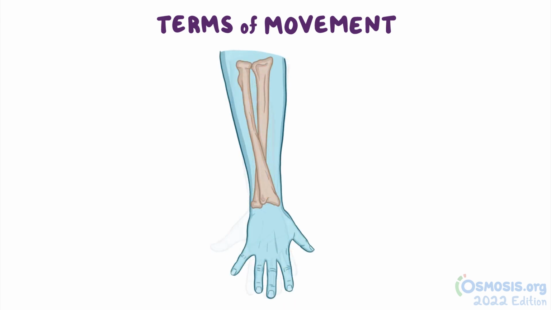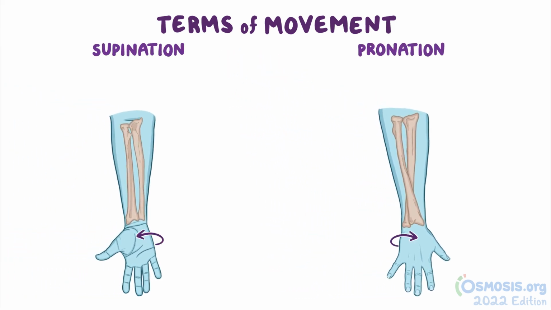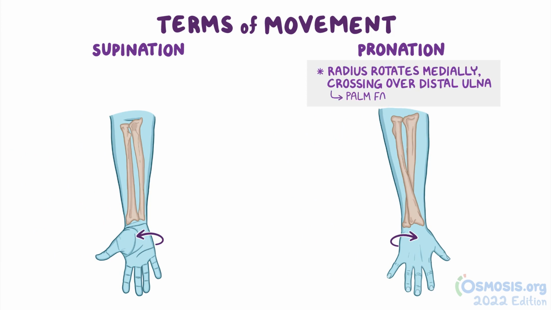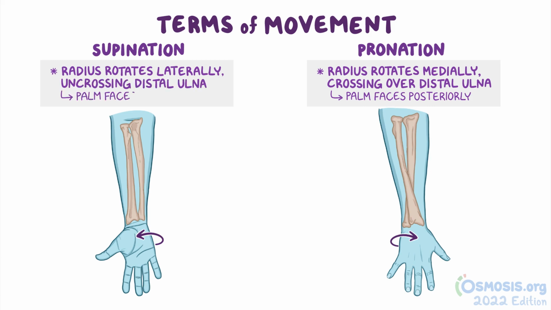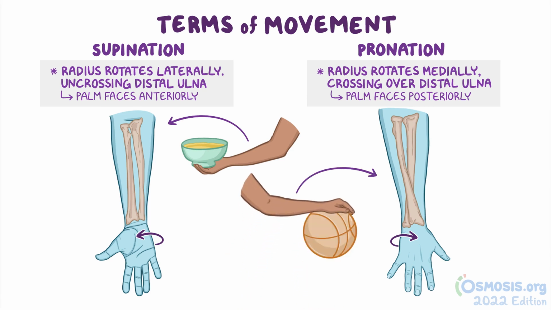Rotational movements of the forearm and hand are due to the medial and lateral rotation of the distal radius, the lateral bone in the forearm, over the anterior aspect of the ulna, the medial bone of the forearm. These movements are specifically called pronation and supination. During pronation, the radius rotates medially, crossing over the distal ulna so that the palm of the hands face posteriorly. Supination is the opposite movement, where the radius rotates laterally, uncrossing the distal ulna, so the palm of the hand faces anteriorly. A helpful way to remember these movements is that to hold a bowl of soup, we need to be in a supinated position, while to dribble like a basketball pro, we need to be in a pronated position.